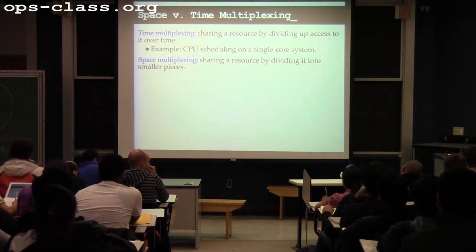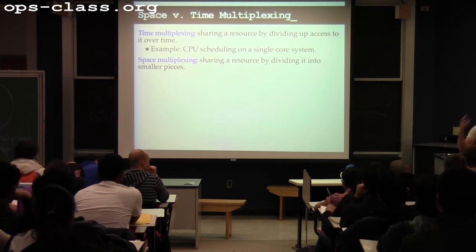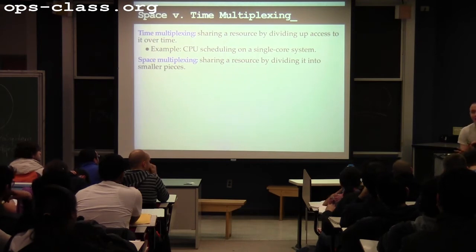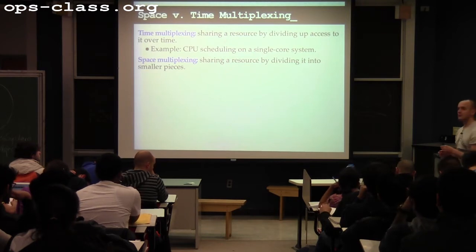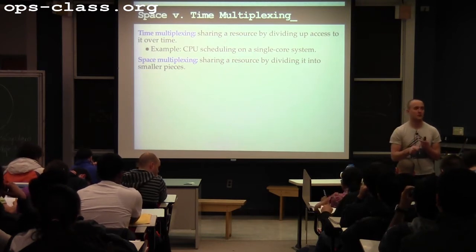On a single core system, I've got one resource, and even on multi-core systems, the way I'm going to multiplex this resource is not by allowing multiple threads to try to use it at once, right? That doesn't make any sense. I can't divide up the core into two pieces that threads can use simultaneously.